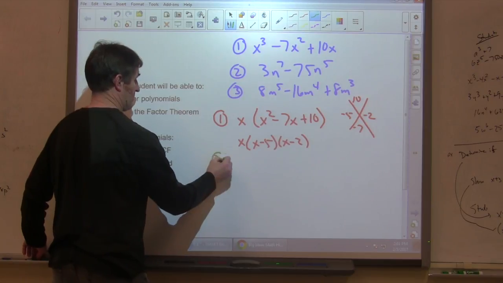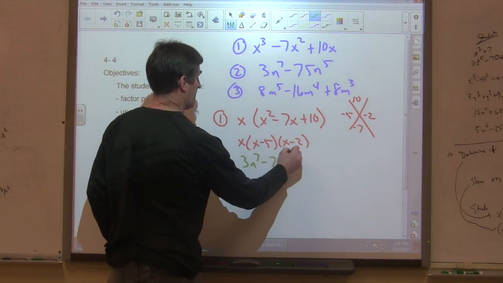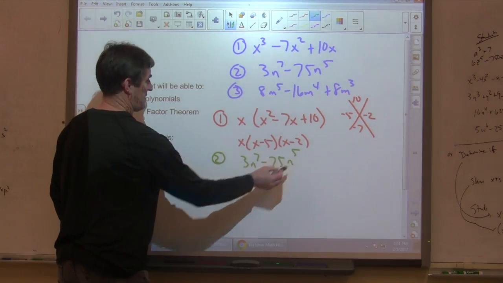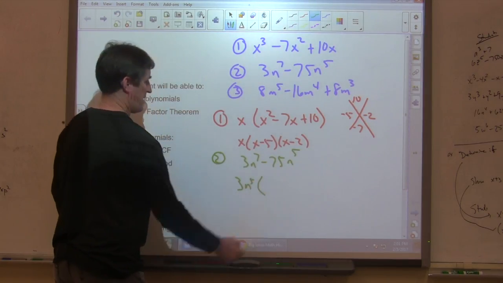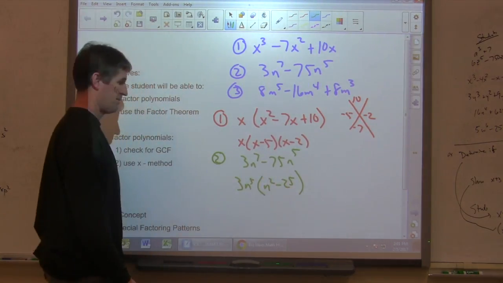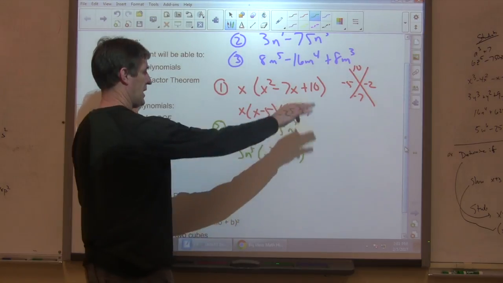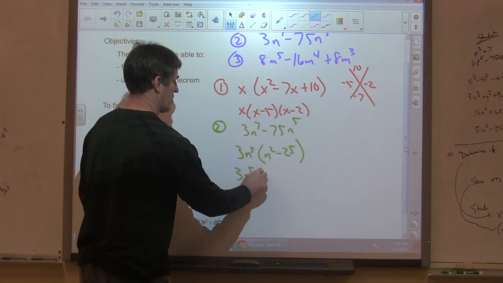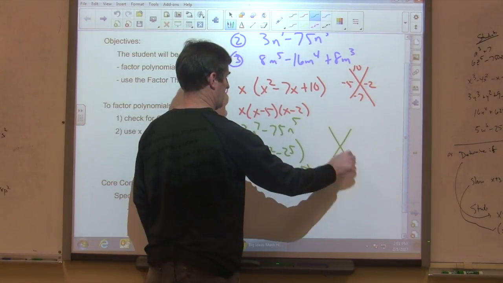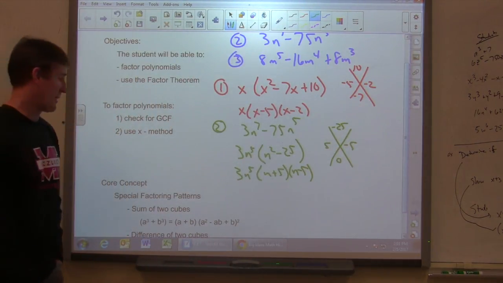The second one, 3n to the 7th minus 75n to the 5th. So hopefully you recognize that 3 goes into both those. And we have 7 n's and 5 n's, so I can pull out 5 n's. And so we get n squared minus 25. And again, whether you recognize the shortcut or you go ahead and do the x method, the shortcut would be n plus 5 and n minus 5. Again, if you do the x method, you have negative 25 and 0, which would be 5 and negative 5. So you should have gotten the same answer either way.